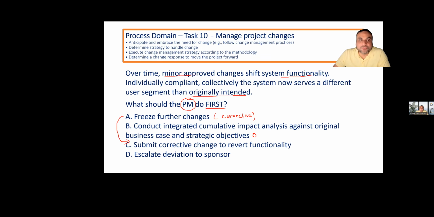Escalate deviation to sponsor. What will the sponsor do? Nothing. It has to go through change control. So if you look at A and C, corrective action, you will take corrective action, but before taking any action, what you guys just said earlier: evaluate, analyze, review.